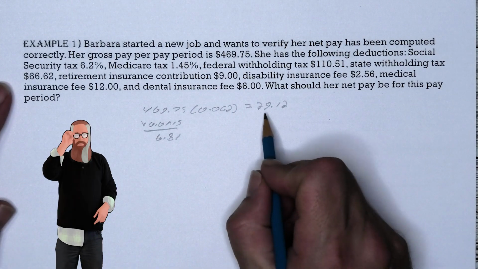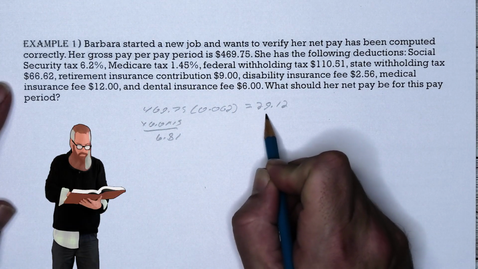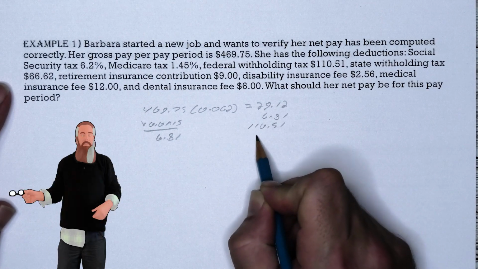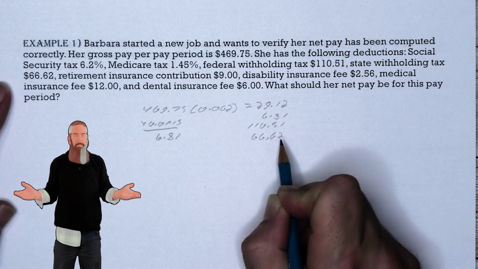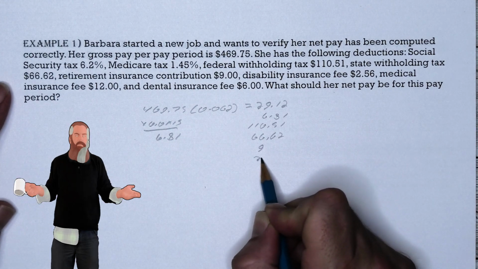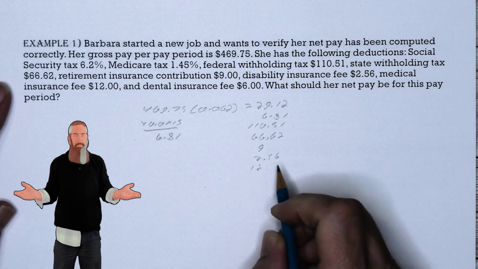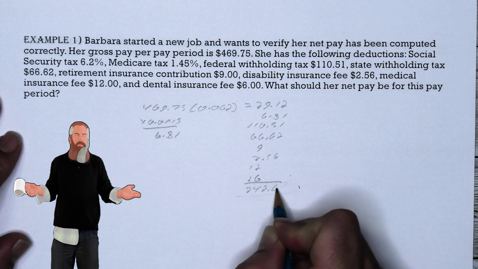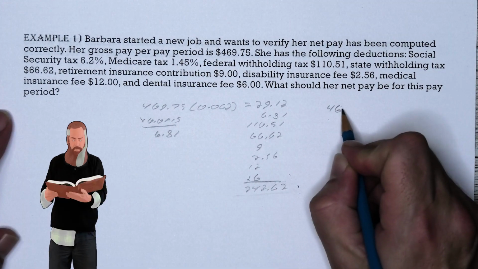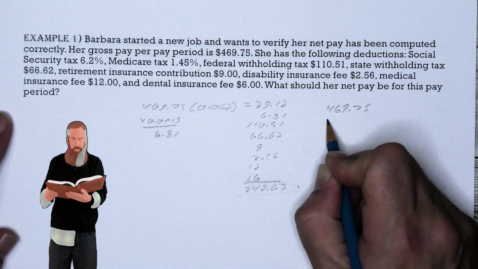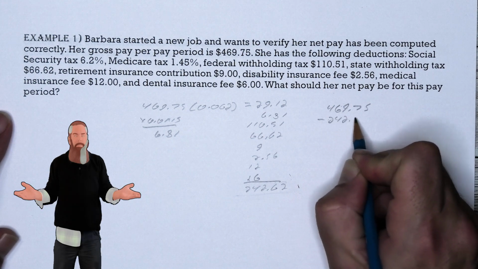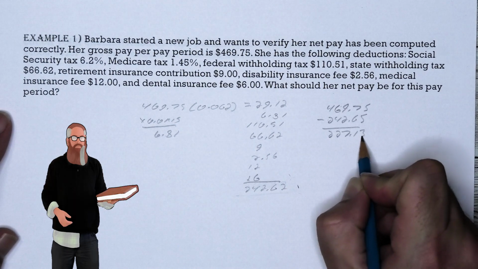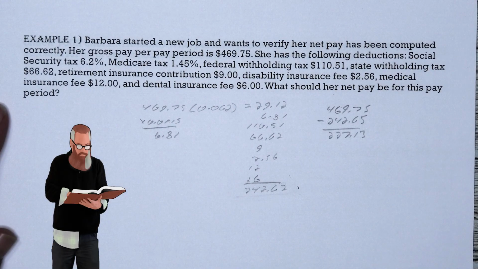Now we're going to add up all of the deductions of $29.12, 6.81, 110.51, 66.62, 9, 2.56, 12, and 6 for a total of $242.62. So if her pay is $469.75 and we subtract the $242.62, we wind up with $227.13 for her net pay.